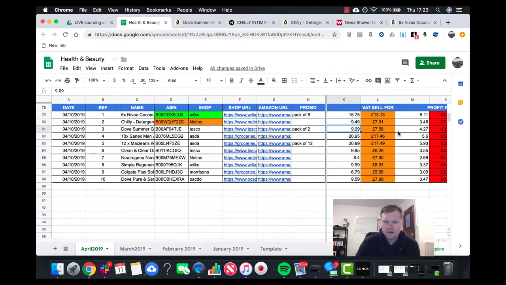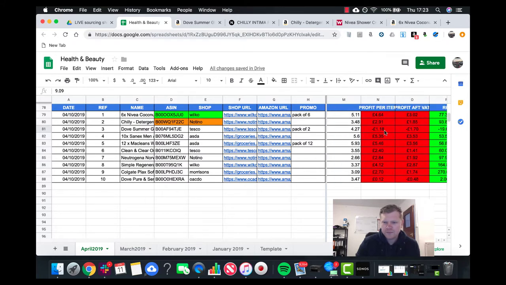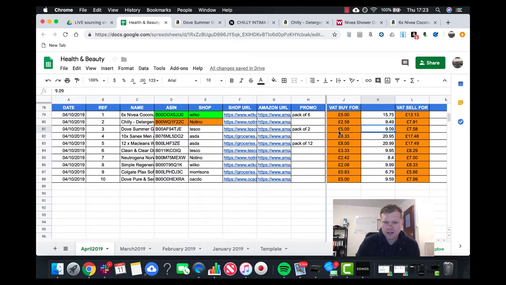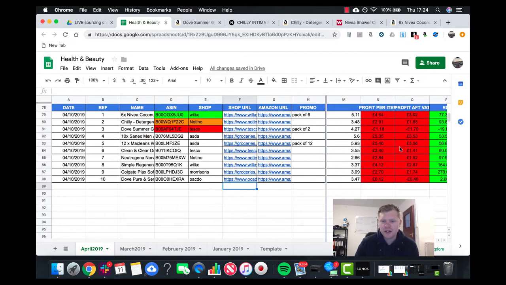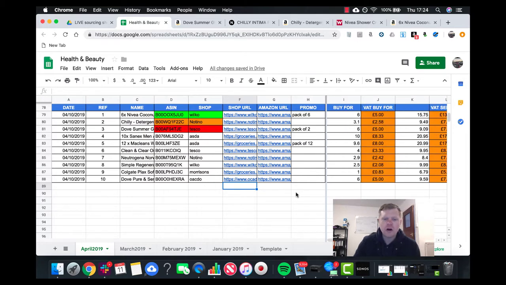£9.09. No, that one shouldn't have been in there. That's a red. Straight away, they've made a mistake. I can tell. It's not making a profit, guys. Straight away, you can tell there. It's at a minus already at £9.09. So not worth it, that one, guys.